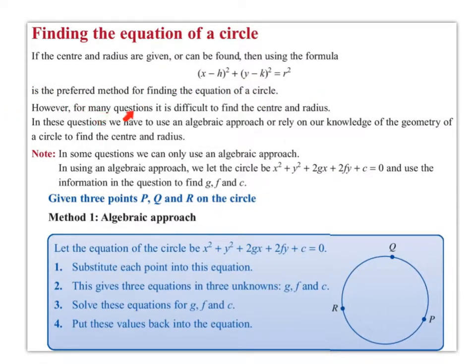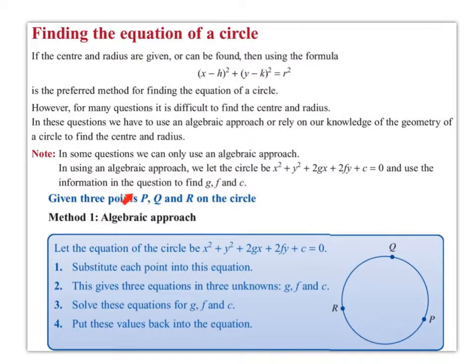In these questions, we have to use an algebraic approach or rely on our knowledge of the geometry of a circle to find the centre and radius. Note, in some questions we can only use an algebraic approach. In using an algebraic approach, we let the circle be x² + y² + 2gx + 2fy + c = 0 and use the information in the question to find g, f and c.